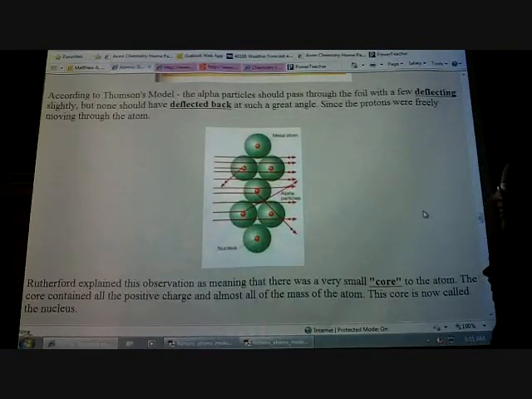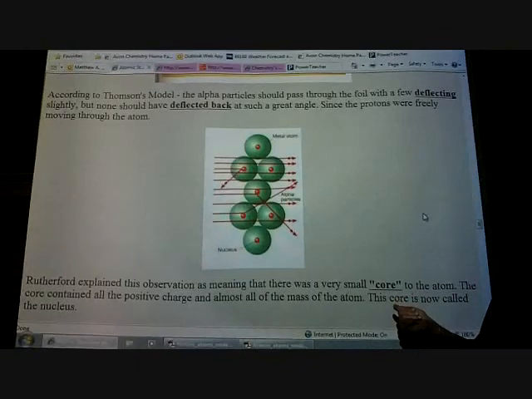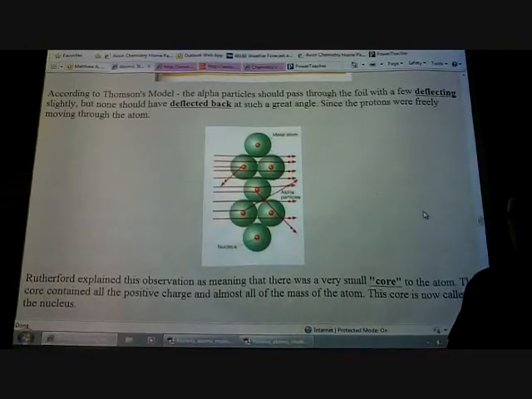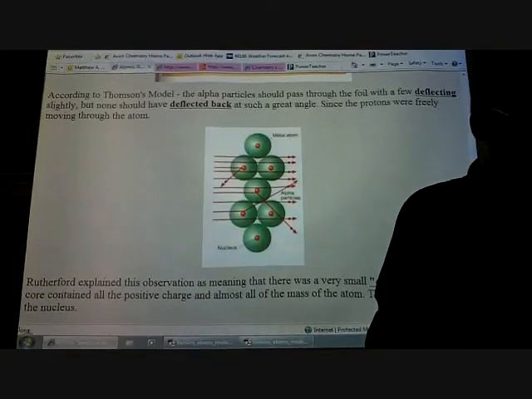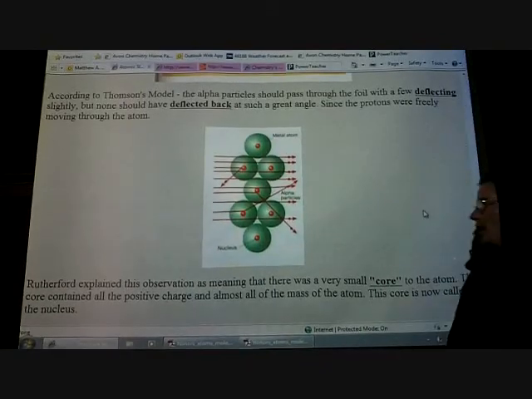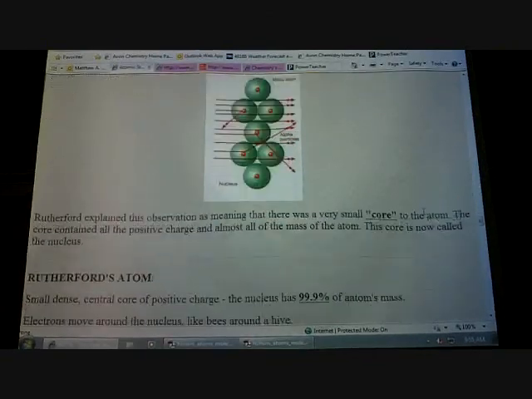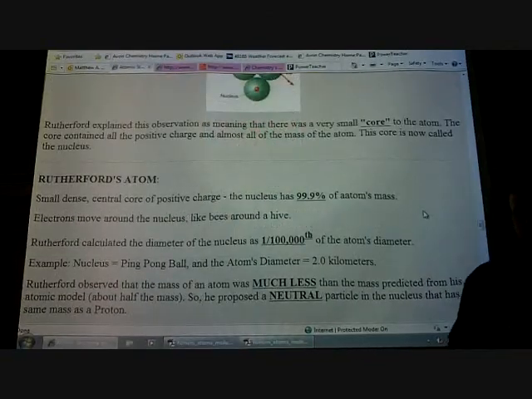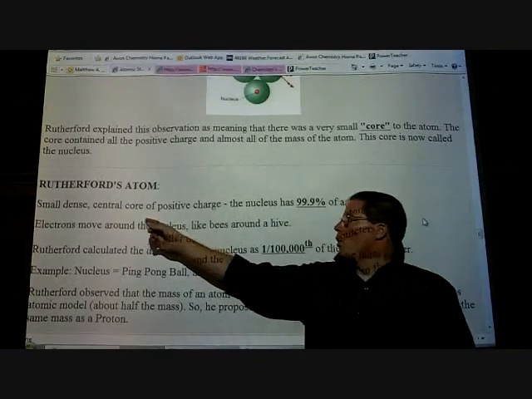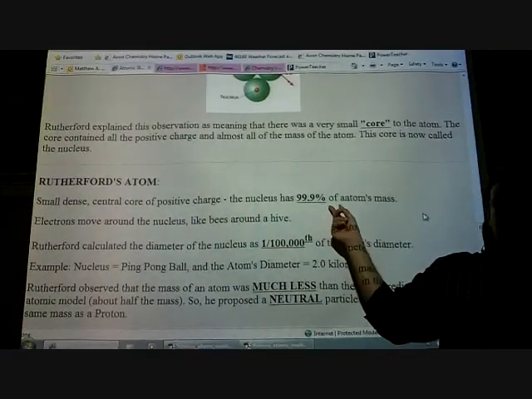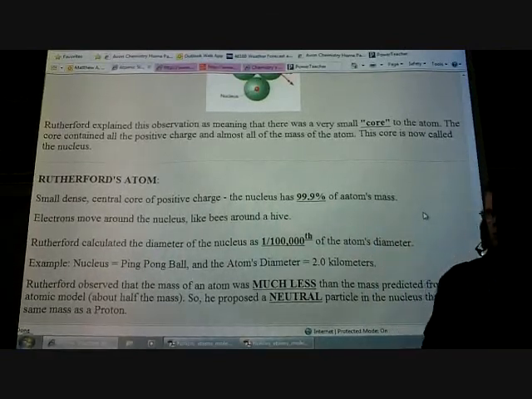There's no hot either. So Rutherford explained, all right, for this to take place, there has to be a centrally located core, something massive. And especially when you look at gold, gold's atomic number is 79, and it has a mass of almost 200. So there's a lot of particles in the middle of that atom. That would help to support that deflection back. The small dense central core of positive charge had 99.9% of the atom's mass. In other words, an atom is mostly made up of empty space.